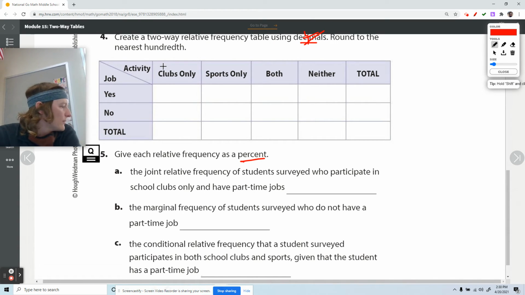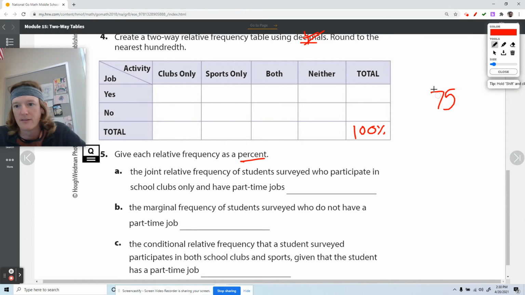So we have a total. We had a total of 75 people. That was our total box. This is now going to be 100%. That's all of our people. So 75 is our denominator. And now we're just going to plug in all 8 of these numbers for our percentages. So we had 10 people who had clubs and a job. So that's 10 divided by 75.